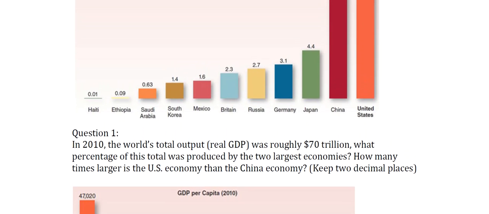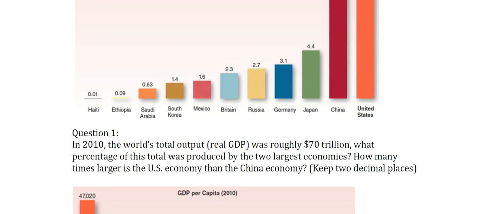In 2010, the world's total output or real GDP was roughly 70 trillion. What percentage of this total was produced by the two largest economies? And second, how many times larger is the US economy than the China economy? This is a very straightforward question if you know the basic math and can translate the question correctly to the math formula, and you can get the answer very quickly.